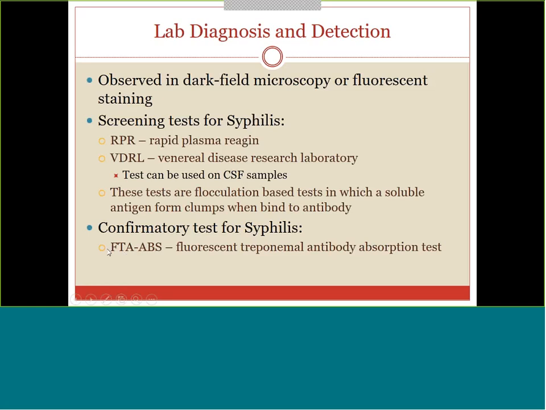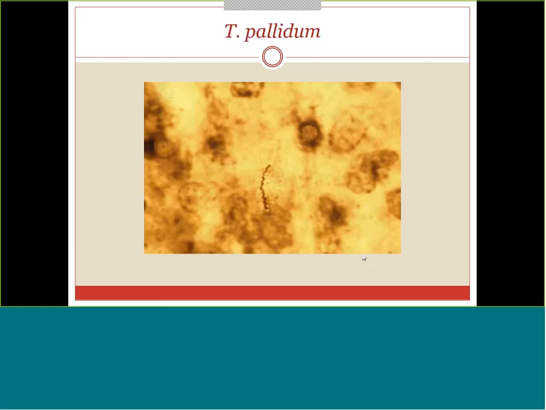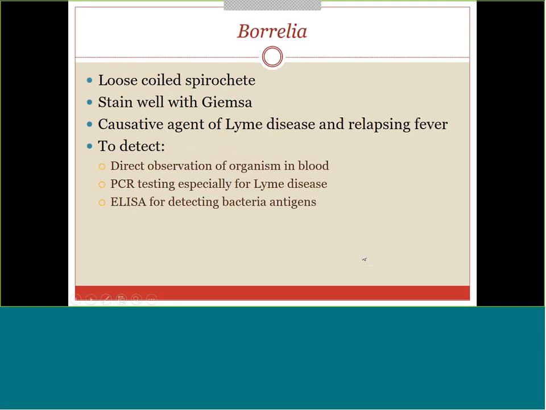So they will do what we call an FTA-ABS, fluorescent treponemal antibody absorption test. This is where they're using a fluorescent dye, looking for that Treponema spirochete and looking under a dark field microscope. And so there is kind of what you can see. So you see the little spirochete. So many issues that it causes. All right, so that's what you need to know on Treponema. The majority is on Treponema pallidum for syphilis.